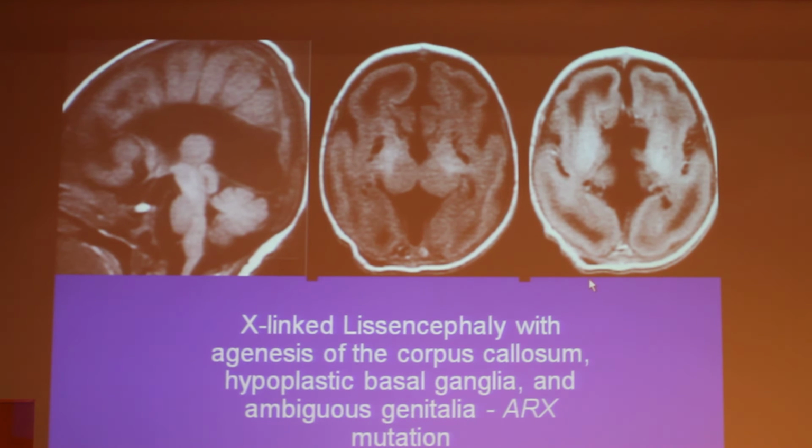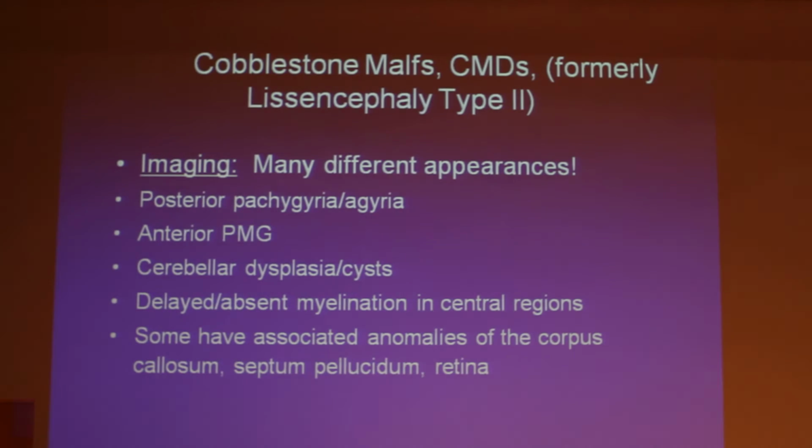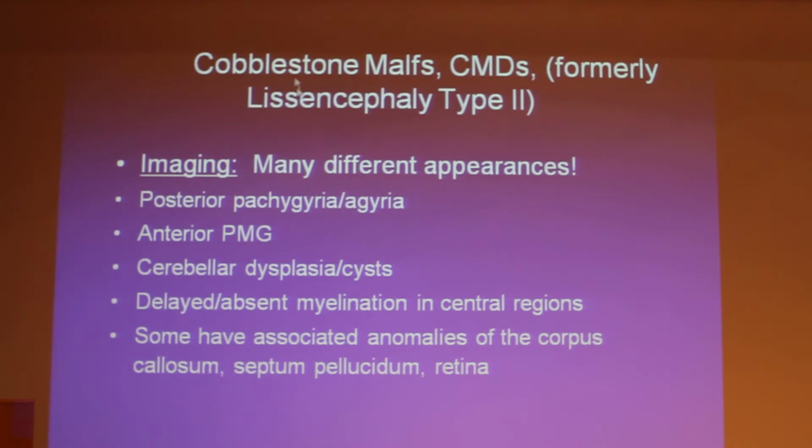Okay, and this is still another one, ARX, but again, this is really getting more into the various abnormalities. The second group within it is the cobblestone malformations. This was formerly called lissencephaly type 1, type 2. Okay, and this is a very confusing group. There are many, many different appearances. It can look like many different things.